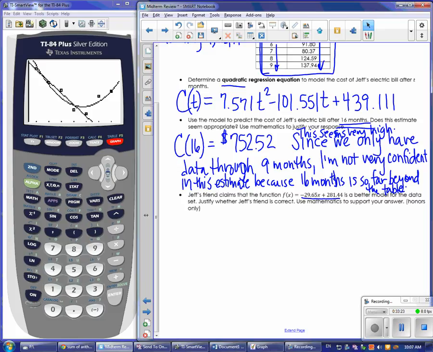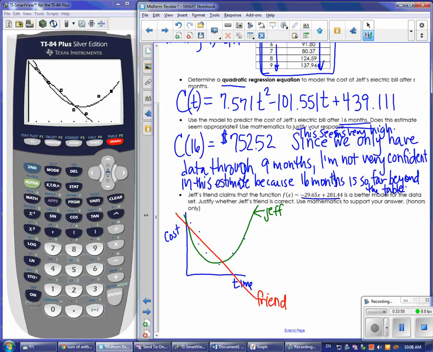So if you are going to be referring to a graph to answer this question, you want to make sure that you have a sketch of it. So since I am going to refer to the graph, I've got my original data, and I'm just sketching it. It doesn't have to be perfect. So that is the electric data. So here is the time, here is my cost, and then I'm going to draw Jeff's model. And then I have his friend's model, which looks like this.